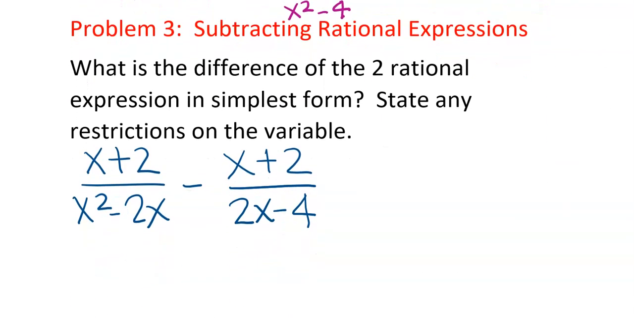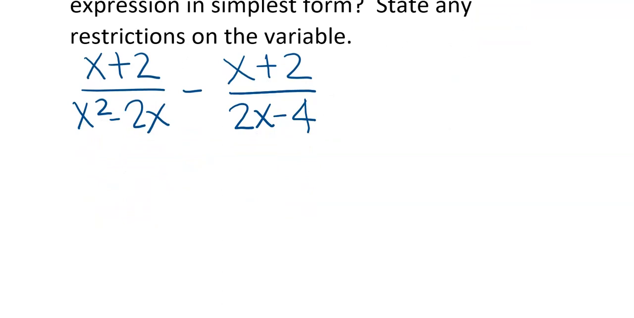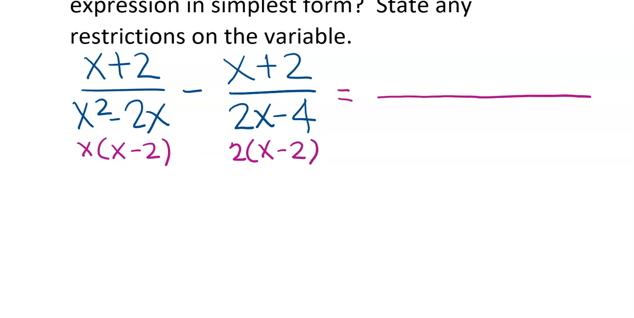Okay, now we are going to add or subtract, which is subtracting next. What's the difference of the two rational expressions in simplest form? And then state any restrictions there too. So again, the first thing we're going to do is try to factor and simplify as much as we can. In the first one, we can take an x out. The second one, we can take a 2 out. And now we need a least common denominator. I see a 2 and an x, and then we have one factor of x minus 2 in each one. So that looks like we're good.